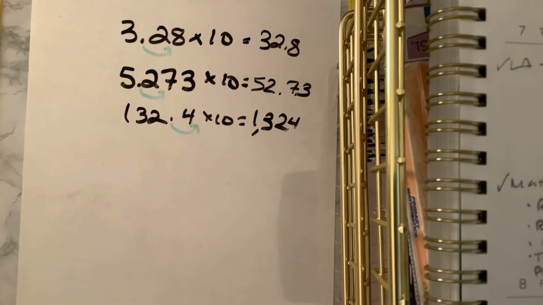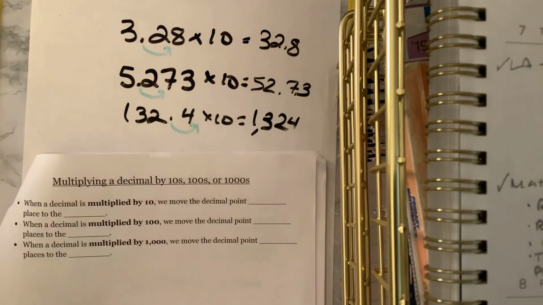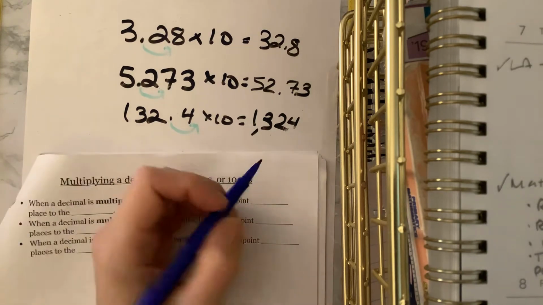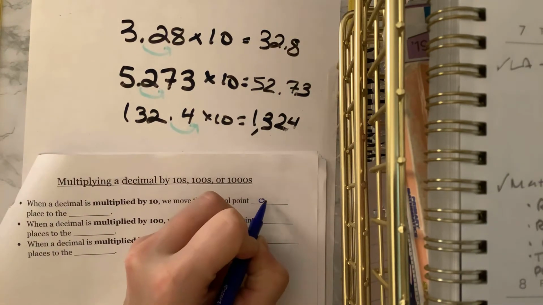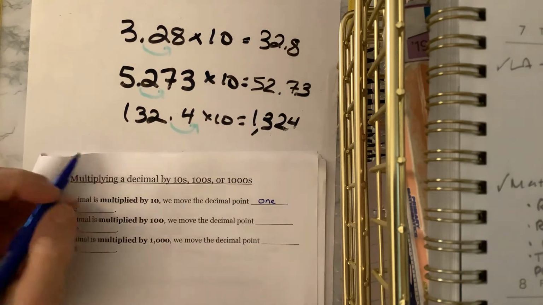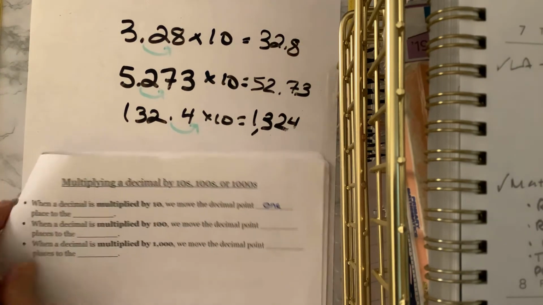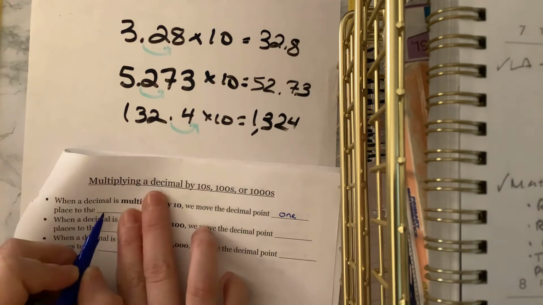Okay, so if we're looking at our notes here, that actually is the rule that we can apply. When a decimal is multiplied by 10, we move the decimal point 1 place to the right.